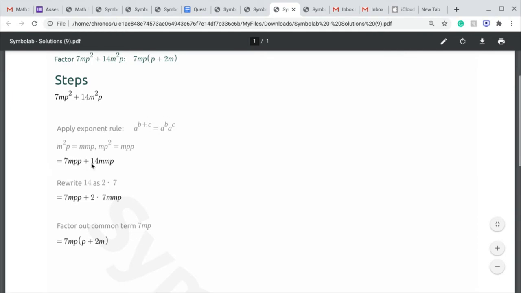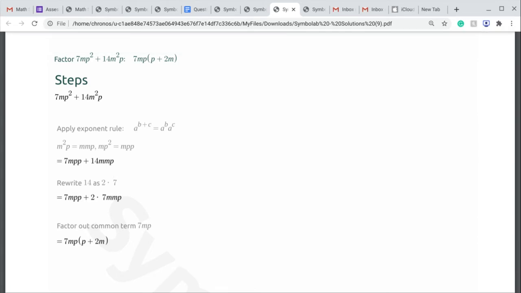And we realize that when we expand out this question, we are now left with 7 times m times p, because p times p is the same thing as p squared, plus 14 times m, because m times m is m squared, times p, right? But now we realize that not only those letters can be factorized to be simplified, the numbers themselves, because 7 times 2 is the same thing as 14.